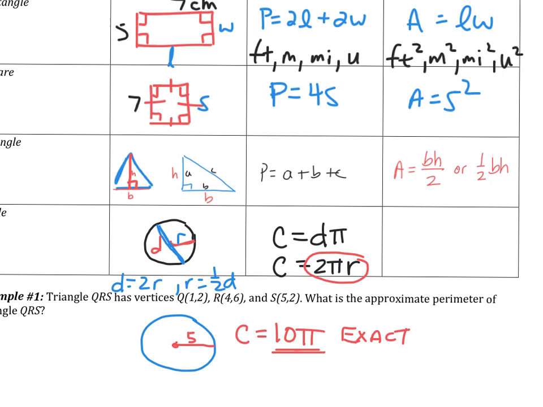So when I say exact, I want you to leave your answer in terms of pi. Okay? Otherwise, you would have to take out the calculator, type in 10 pi, and then round. That would be an approximate answer. So we're going to talk about that in one of our examples in a bit.